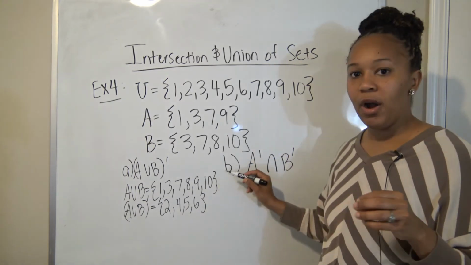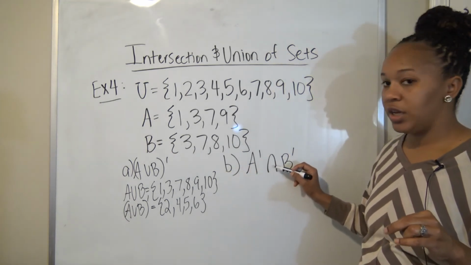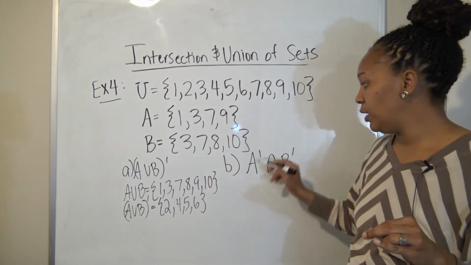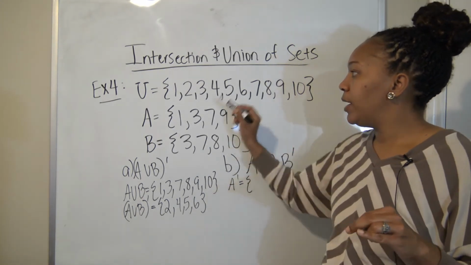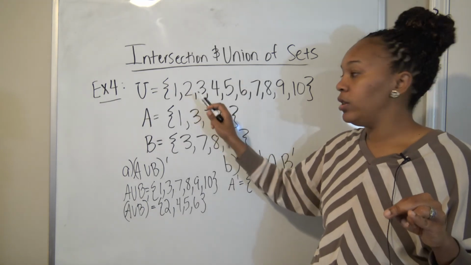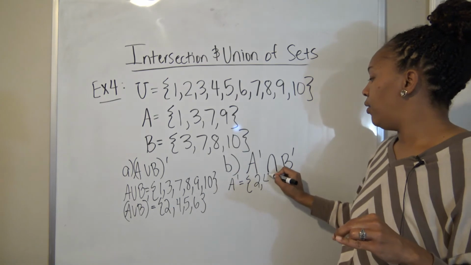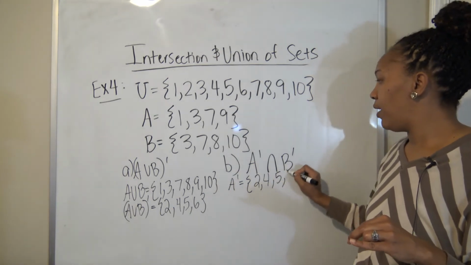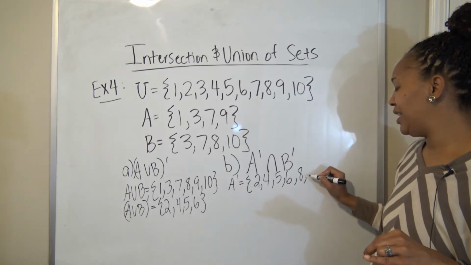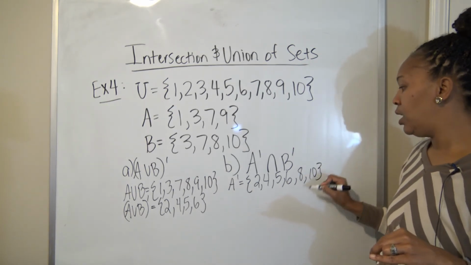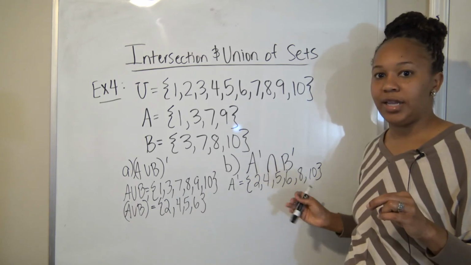Now for the second part, part B, we want to find A complement intersection with B complement. So first thing we need to do is figure out what is A complement. So A complement is all the things that are in U that are not in A. So A has 1, but it doesn't have 2. A doesn't have 4. A doesn't have 5. A doesn't have 6. It has 7. It doesn't have 8. It has 9, but it doesn't have 10. So A complement would be the set with 2, 4, 5, 6, 8, and 10.